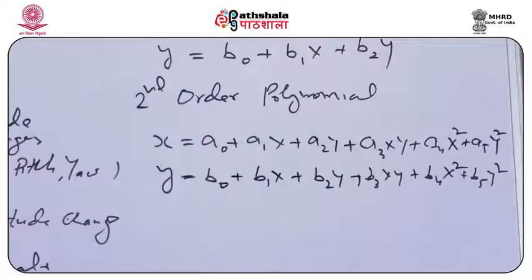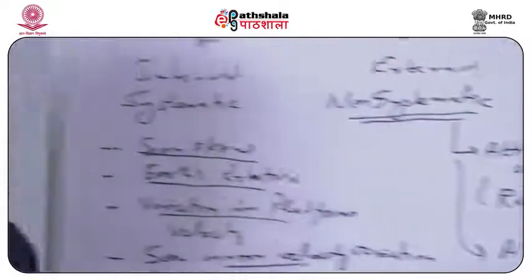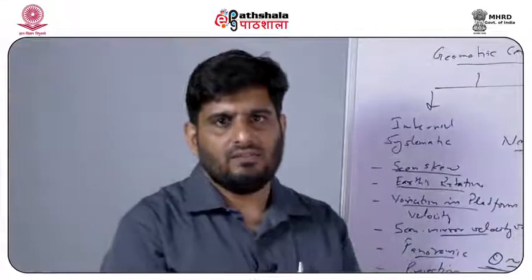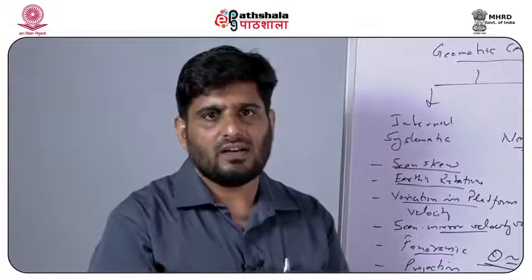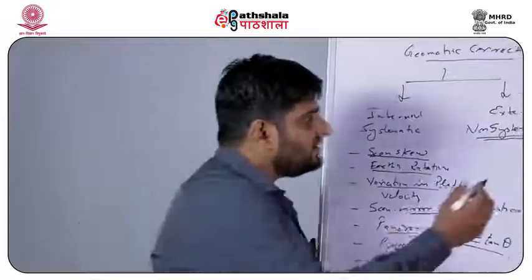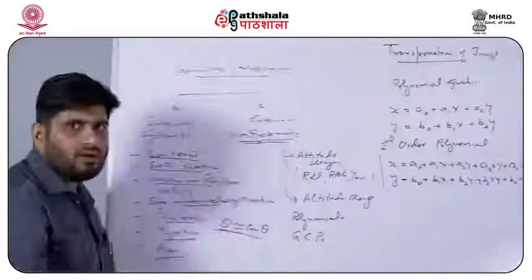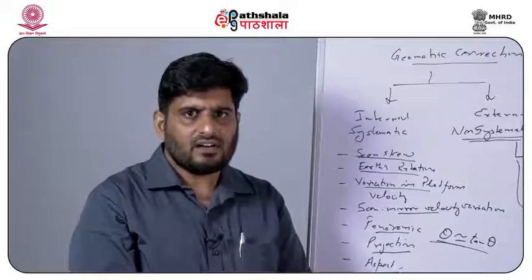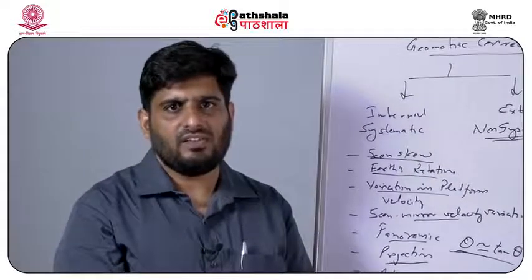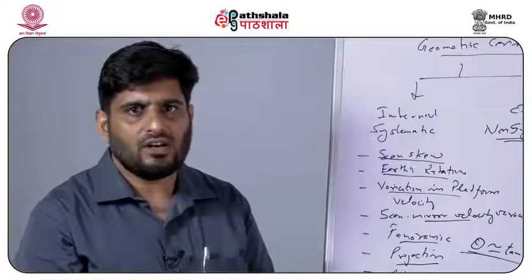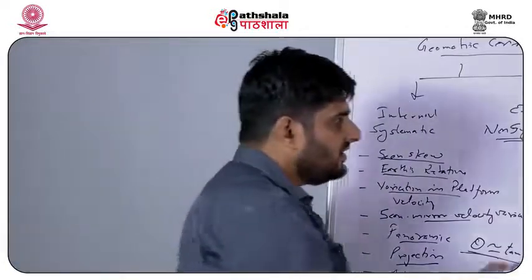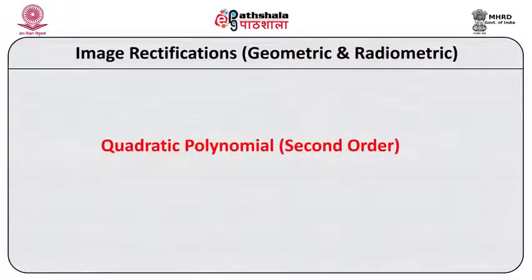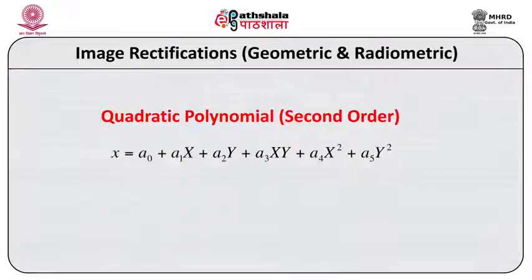Now, the first order polynomial, although it may remove different kind of linear deficiencies from the satellite data, which may be caused by the scan of the data or due to the rotation of the satellite data, this second order polynomial equation may also remove non-linearities from the data. In general, a third order cubic polynomial is used for remote sensing data for removal of different kinds of error in this data. So, the quadratic polynomial or the second order polynomial can be written as x equal to a0 plus a1x plus a2y plus a3xy plus a4x square plus a5y square.